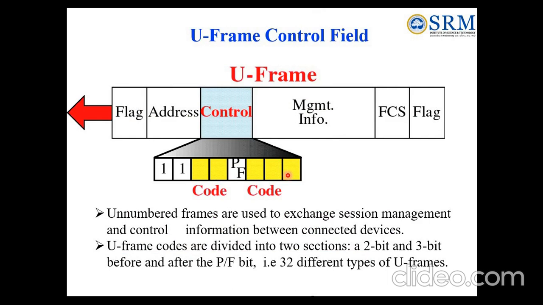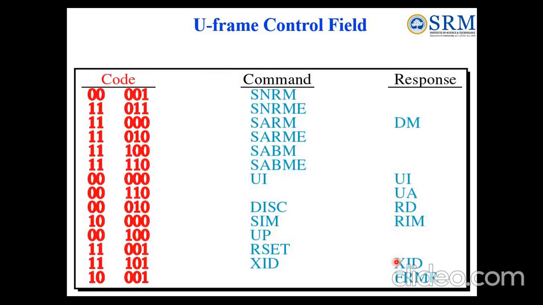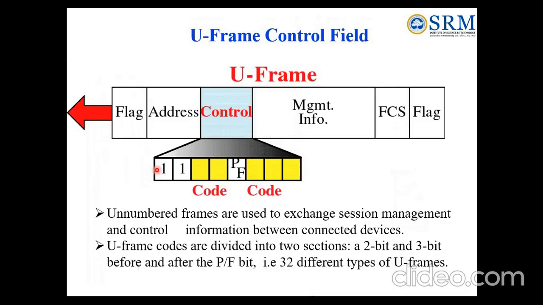Unnumbered frames are used to exchange session management and control information related to the link between the devices. So it has the management information here, with the same FCS and flag. It's divided into 2 bits and 3 bits in total. So 32 different code types of U frames are possible. Some example codes are SNRM, SNRME, and their responses. So the 5-bit code, commands and responses are given.